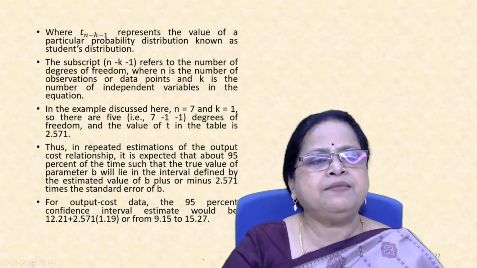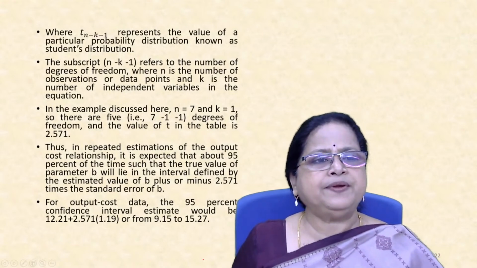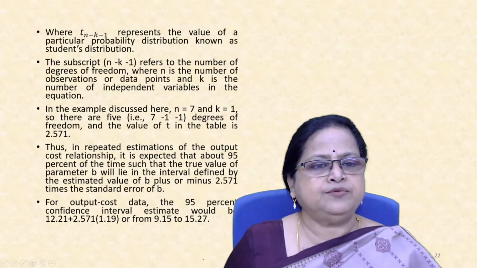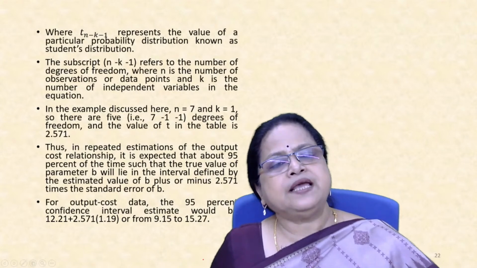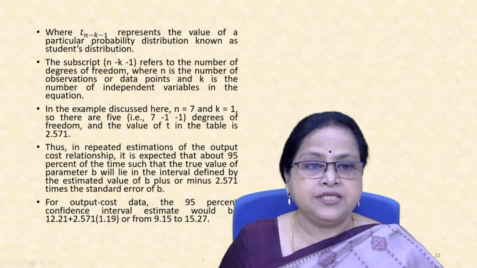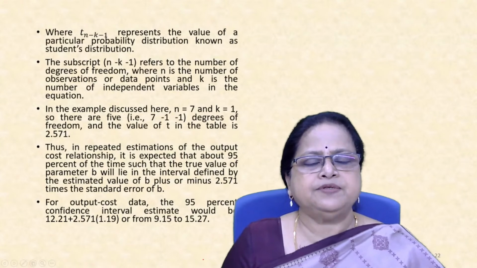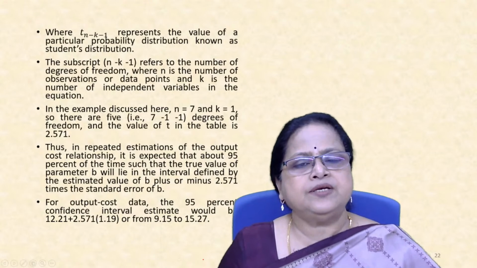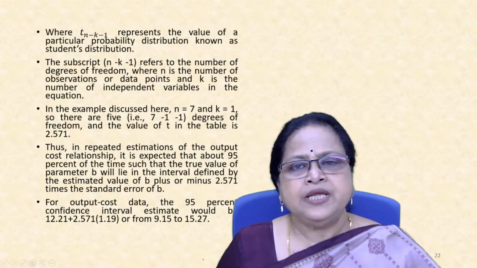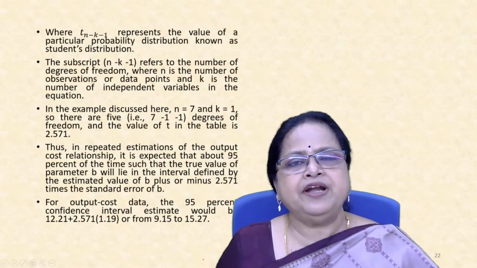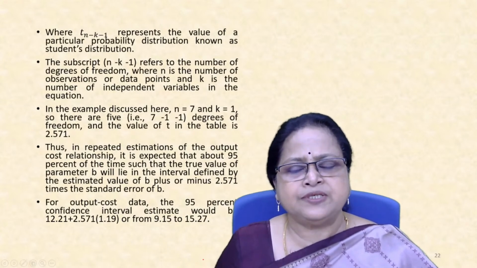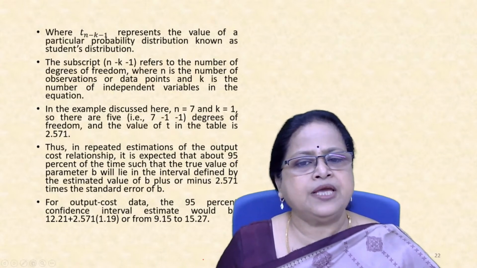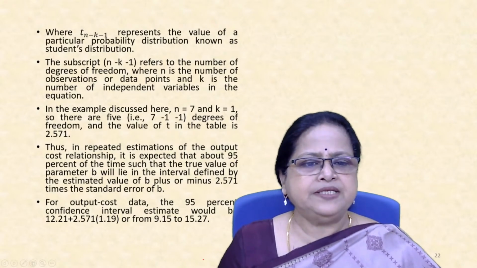Now, t(n-K-1) represents the value of a particular probability distribution known as student's t distribution. The subscript n-K-1 refers to the number of degrees of freedom, where n is the number of observations or data points and K is the number of independent variables in the equation. In our example, n was equal to 7 and only X was the independent variable, so K is equal to 1. So there are 5 degrees of freedom.